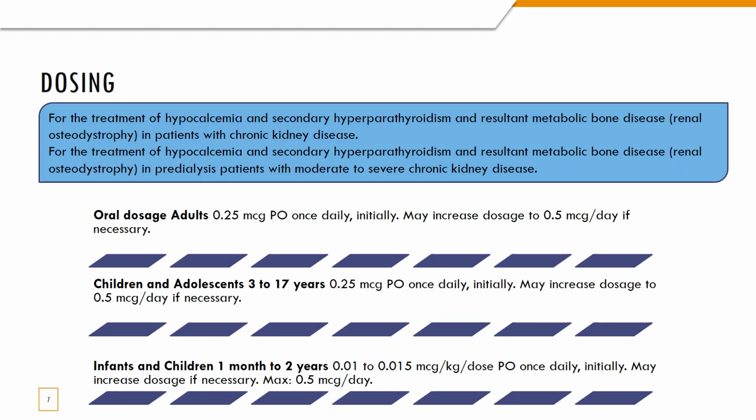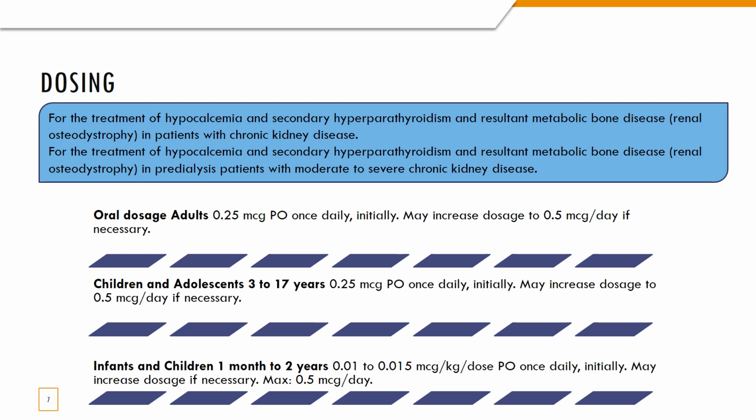For the treatment of hypocalcemia and secondary hyperparathyroidism and resultant metabolic bone disease, so this is renal osteodystrophy in patients with chronic kidney disease, the oral dosage for adults is 0.25 micrograms by mouth daily initially, and you can increase that all the way up to 0.5 micrograms per day if necessary. For children and adolescents 3 to 17 years old, it is essentially the same dosing as the adults.